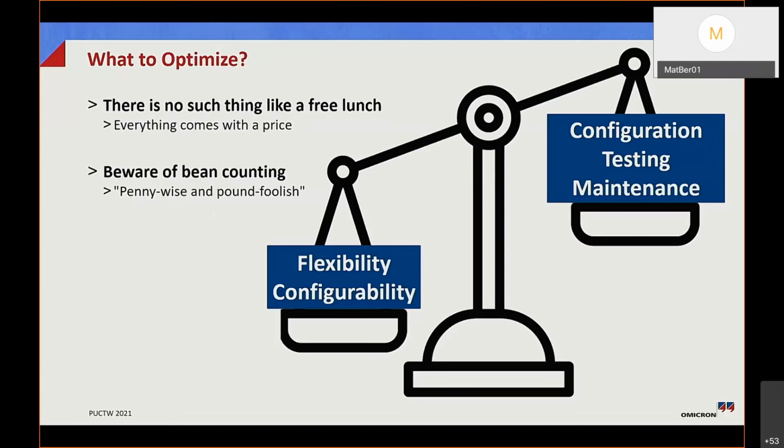And unfortunately, protection engineers tend to look more at the configurability and not at the efforts you have with it. And sometimes they seem to me penny wise and pound foolish.